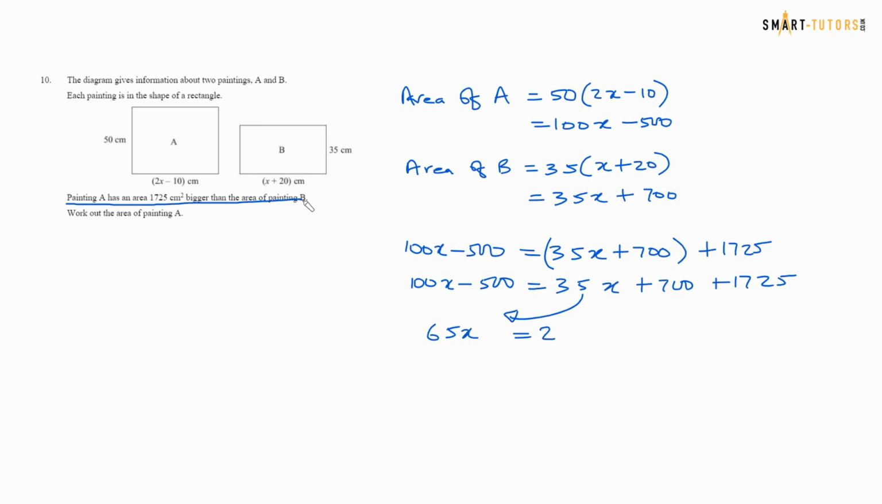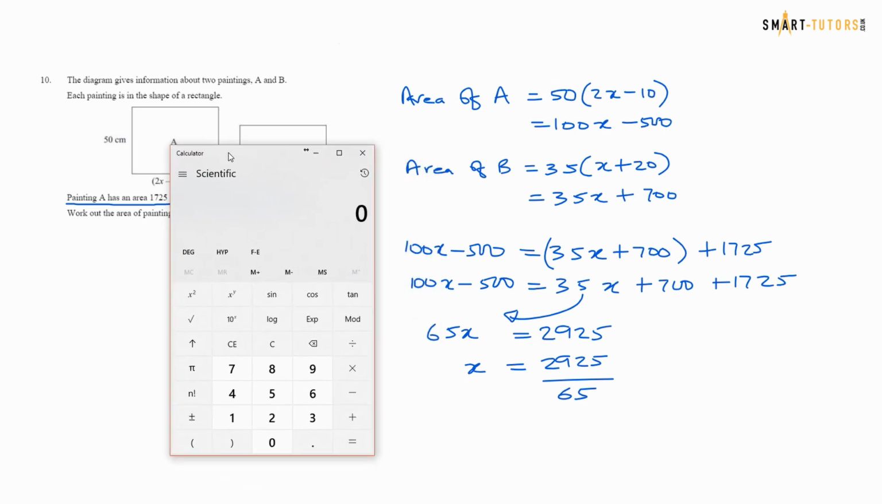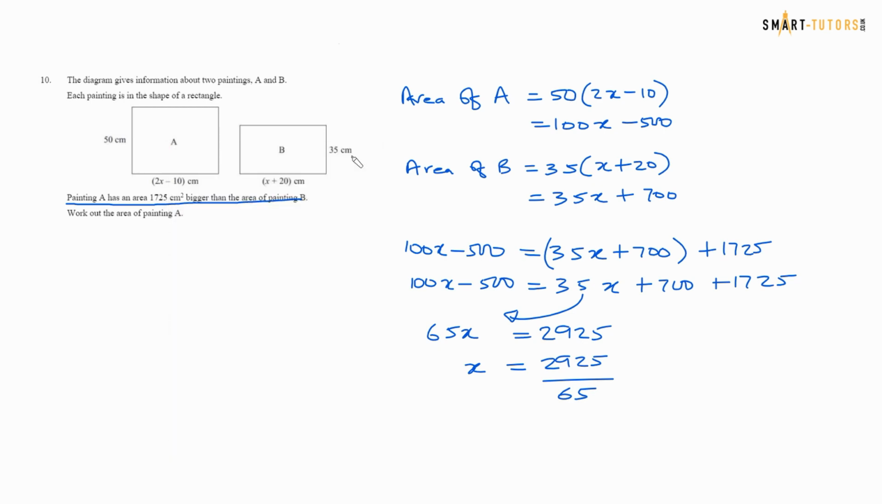So 2925, and x equals 2925 divided by 65. So let's open the calculator. 2925 divided by 65 is 45. So x equals 45.